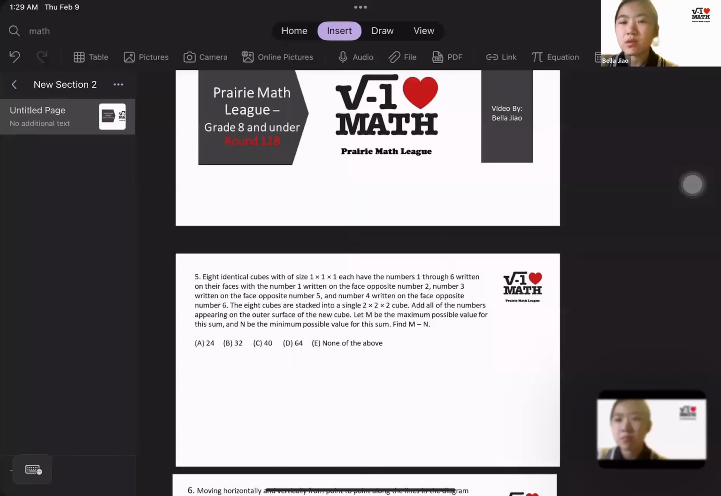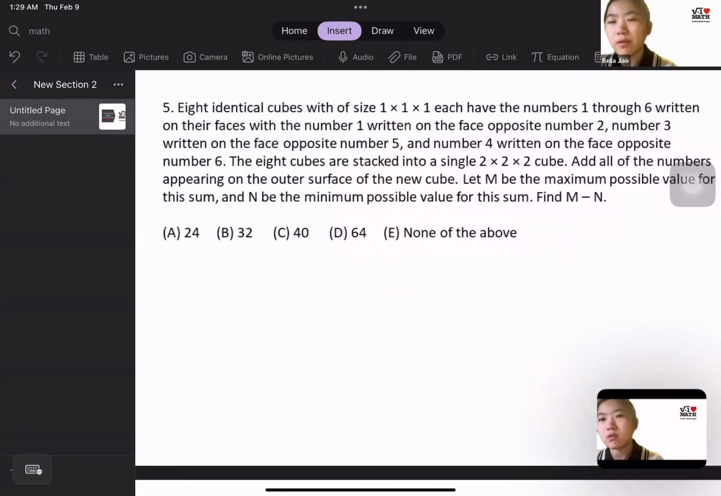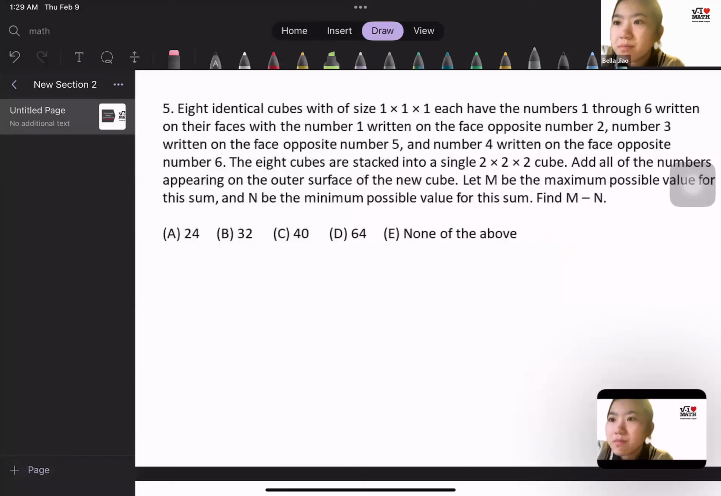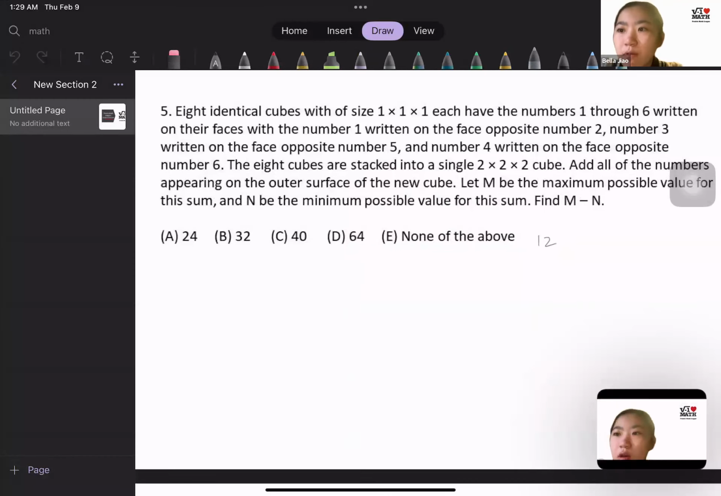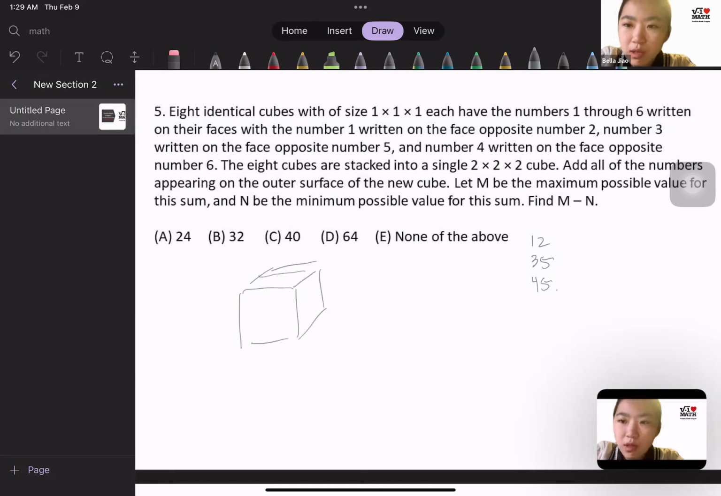Okay, first question, or question 5, is that there are 8 identical cubes of size 1 by 1 by 1, and they all have the numbers 1 through 6 written on their faces, and 1 is written opposite to 2. So I'll just make a note of that. 3 is written on the opposite of 5, and 4 is written on the opposite of 6. And these cubes are stacked into a 2 by 2 by 2 cube. So it would look like something like this.